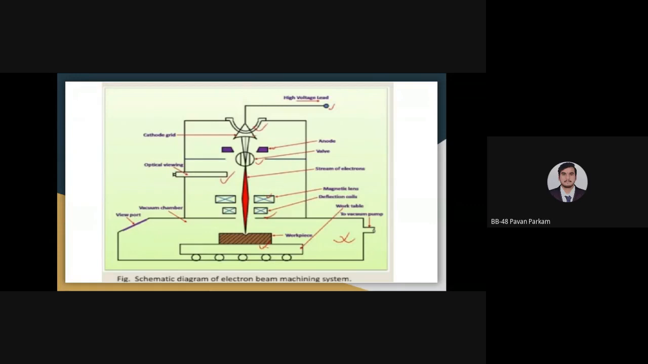So the entire machine chamber is made up of vacuum to reduce the possible collision of the electron beams with air molecules. So please remember. This is the working principle of electron beam machining. I think you got it. Okay, understood.